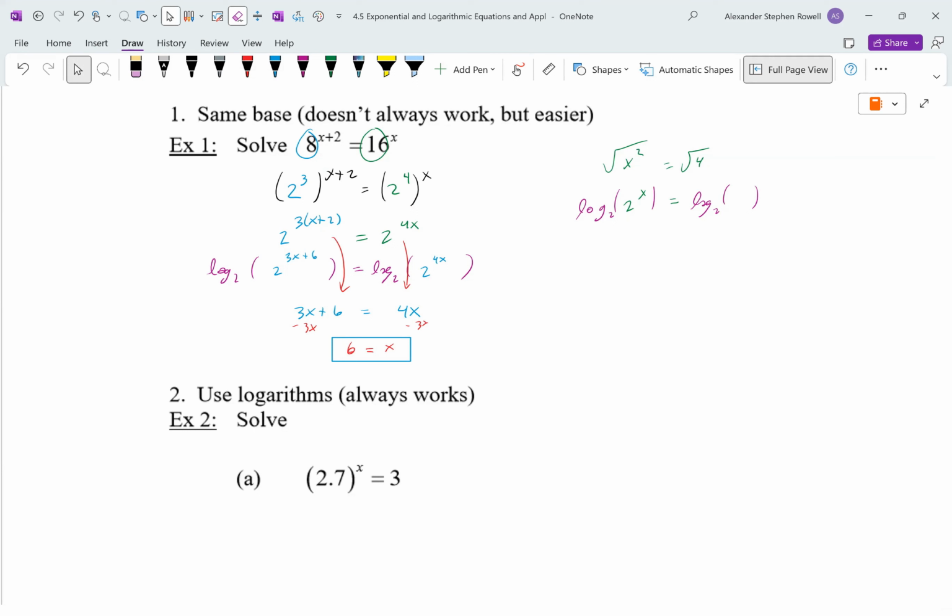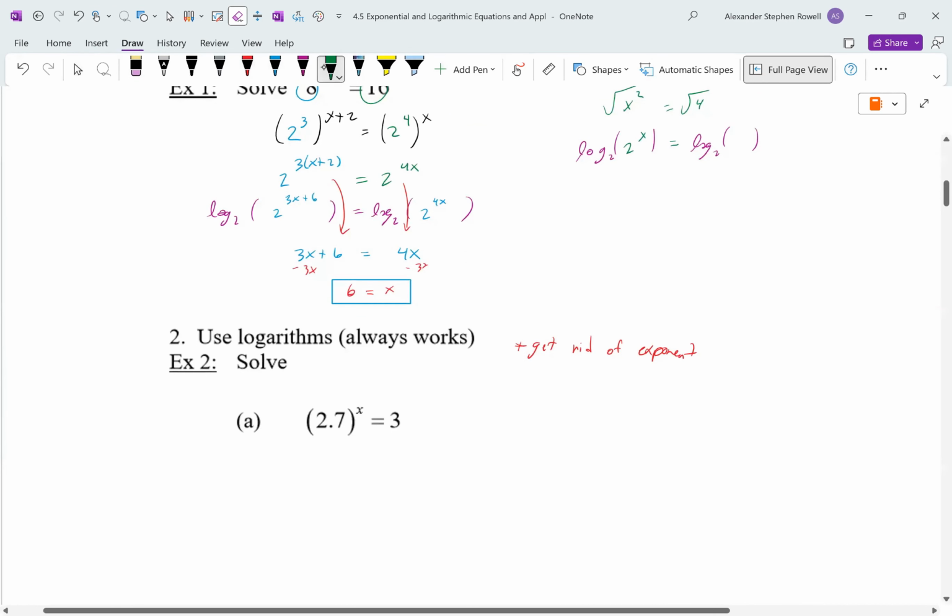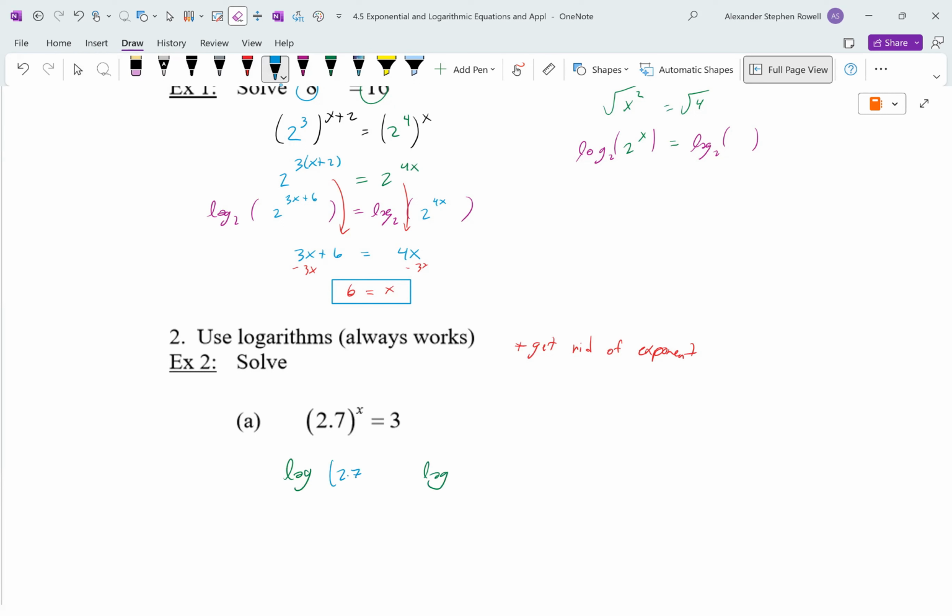The second one is to use logarithms. I can't get the same base, right? I don't know what common base there would be between 2.7 and 3, but I want to get rid of the exponent. And how do I get rid of exponents? You take the log of both sides. What's your favorite logarithm? Log base 10? Great. So I'll take log base 10 of both sides. 2.7 to the power of x equals 3.